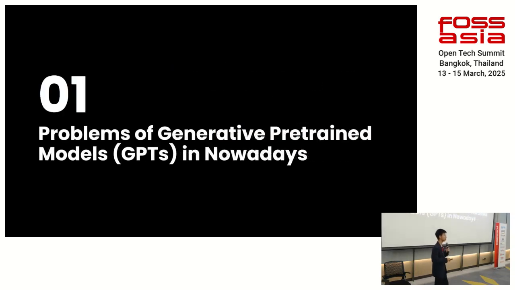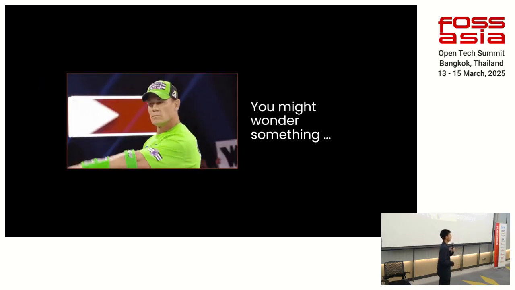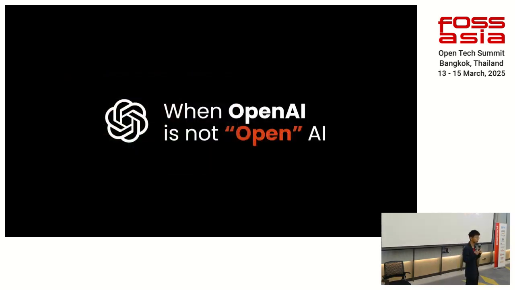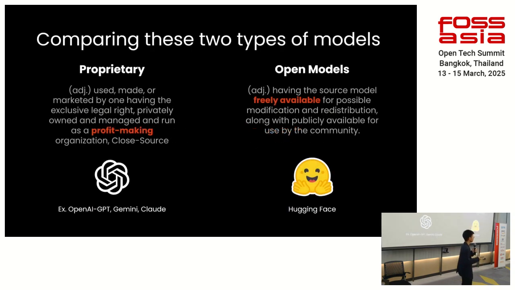So the first problem is the generative pre-trained models, or you can call it ChatGPT. We might wonder that OpenAI is not really open, right, as a name. OpenAI is 100% proprietary, and they use it for profit making. But open models are freely available for modification and redistribution, and publicly released within Hugging Face.